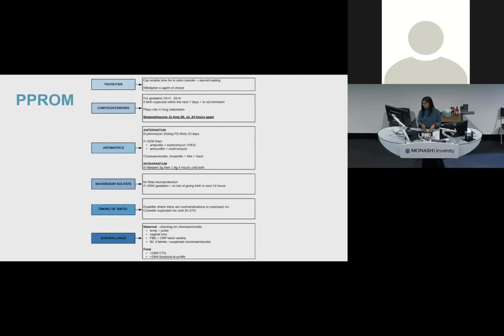For timing of birth, you need to expedite it where you think that there's no reason to justify delaying it. And you can consider expectant management until 34 to 37 weeks, where you don't need to steroid load them anymore. Surveillance, again, you're checking the mum for chorioamnionitis and you need to counsel her on looking for any of those symptoms that you might find. And then you do fetal surveillance as well. Over 28 weeks is a CTG, and under 28 weeks you do a biophysical profile for them.